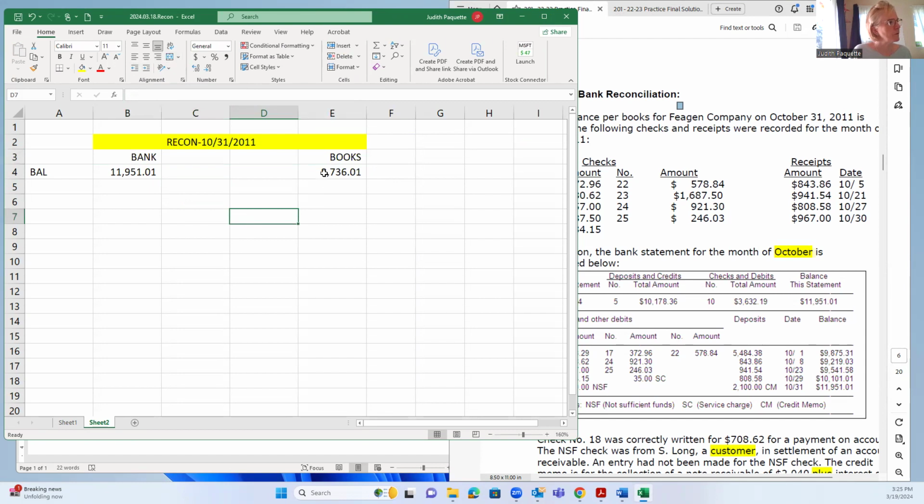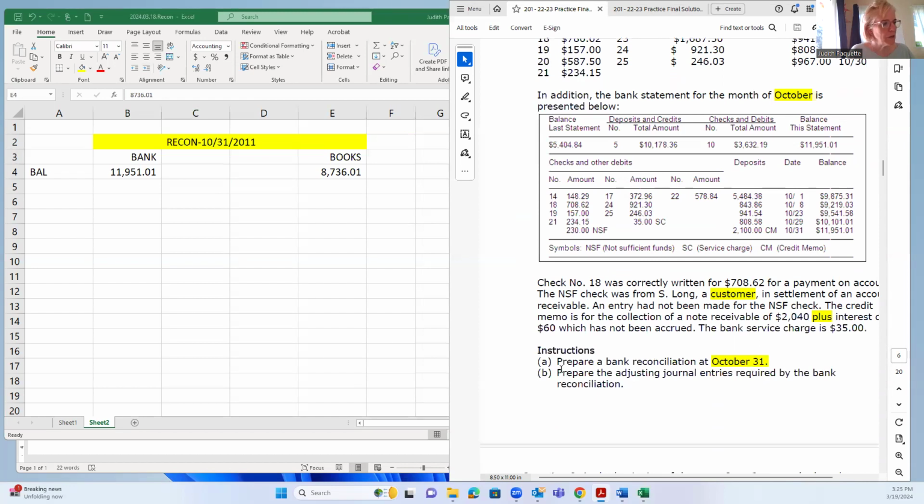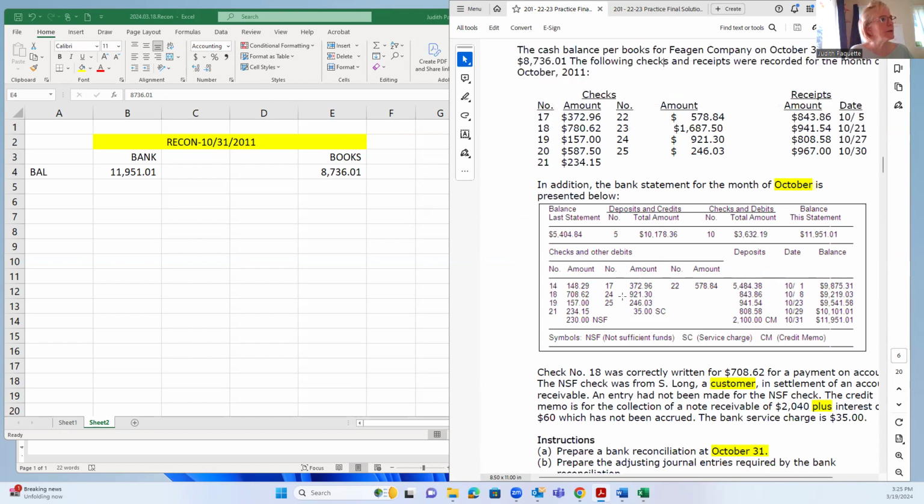All right. So it's giving us that. And dates are super important in the bank recon. Okay. And if we go down to the bottom and ask, what is the question? Prepare a bank recon at October 31st. That's important too, so then we can measure our data accordingly. So we have here the following checks and receipts were recorded.